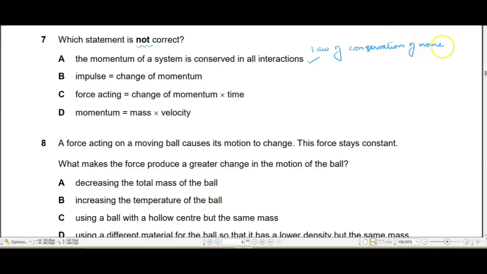And for B, impulse is equal to change of momentum. I is equal to delta P. This is correct as well.